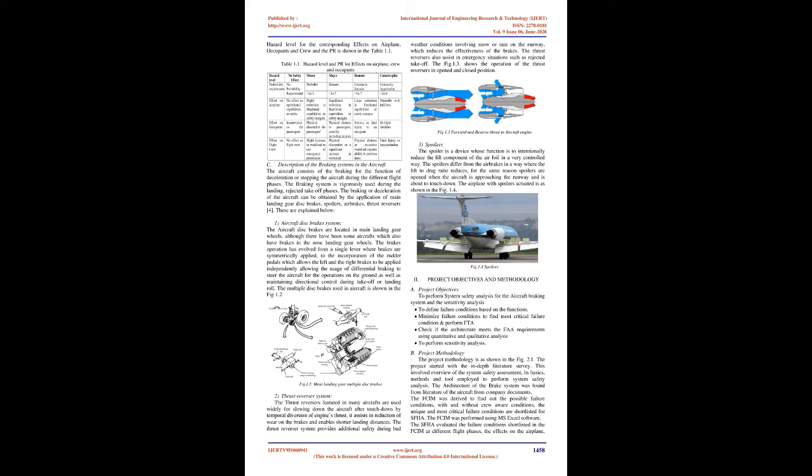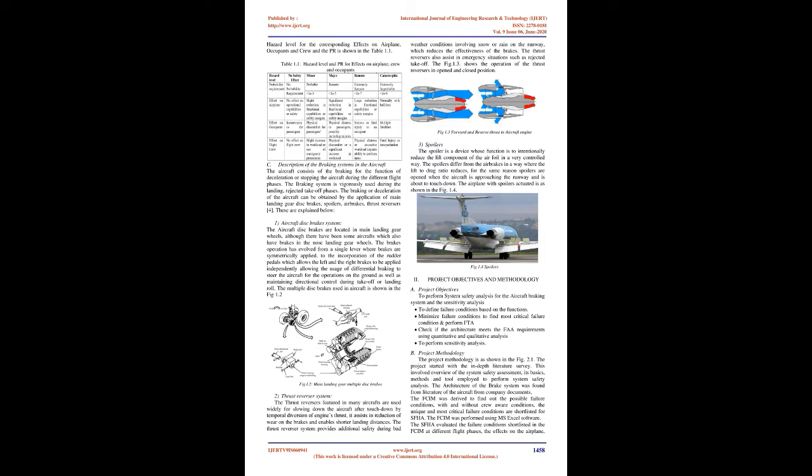2. Thrust reverser system. The thrust reversers featured in many aircrafts are used widely for slowing down the aircraft after touchdown by temporal diversion of engine's thrust. It assists in reduction of wear on the brakes and enables shorter landing distances. The thrust reverser system provides additional safety during bad weather conditions involving snow or rain on the runway, which reduces the effectiveness of the brakes. The thrust reversers also assist in emergency situations such as rejected takeoff. The Fig. 1.3 shows the operation of the thrust reversers in opened and closed position.